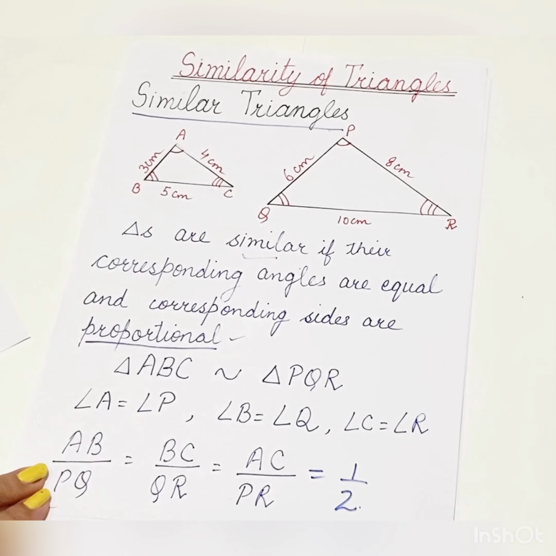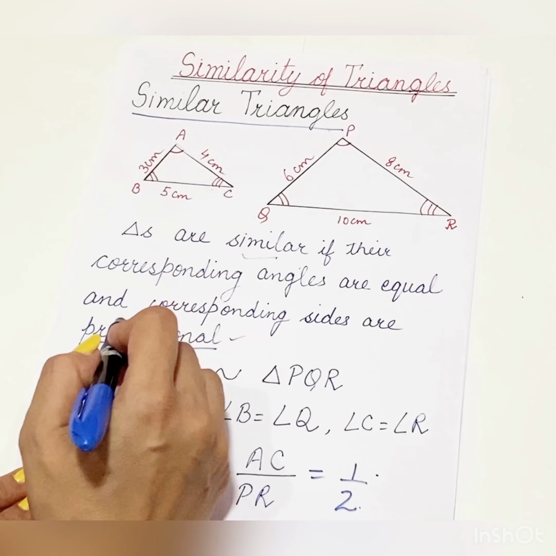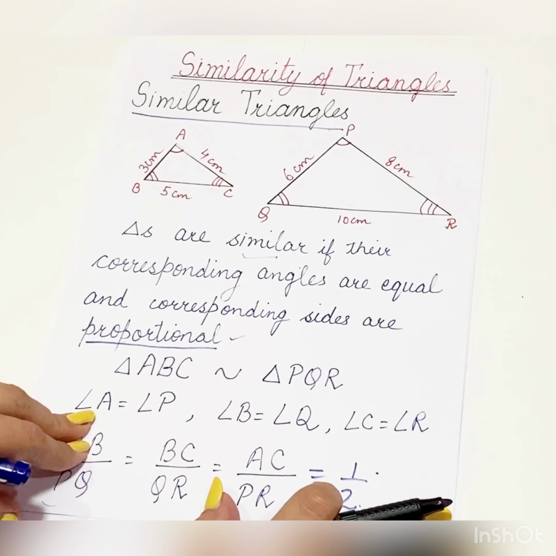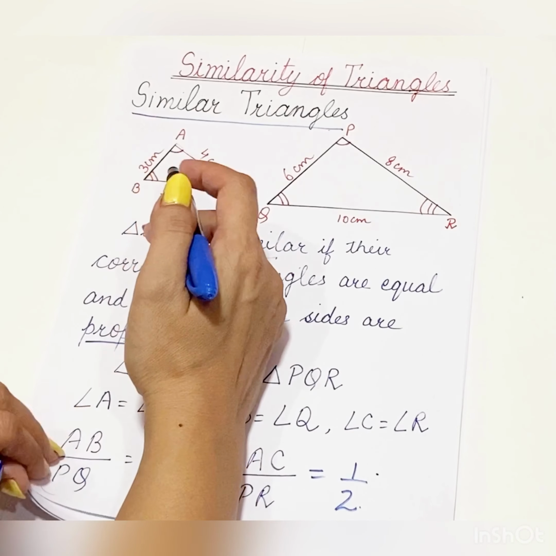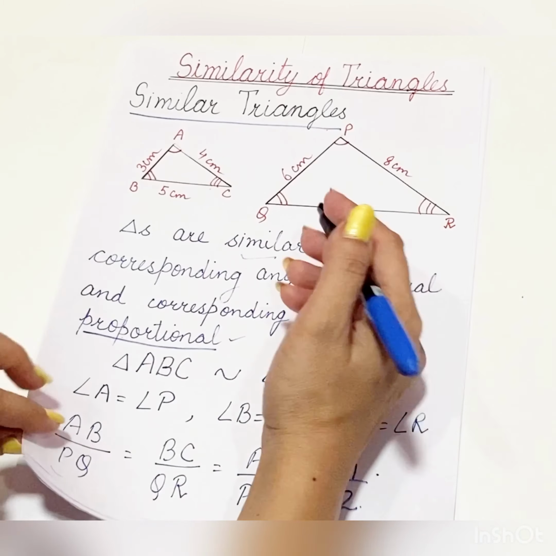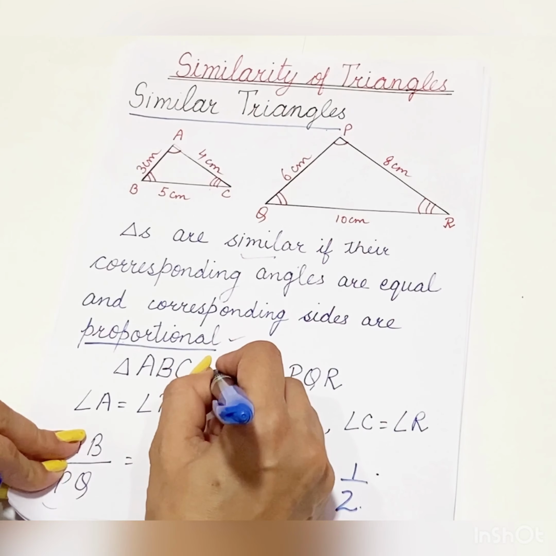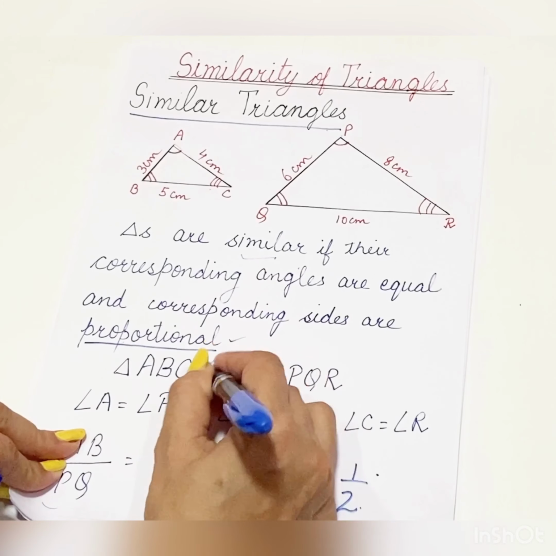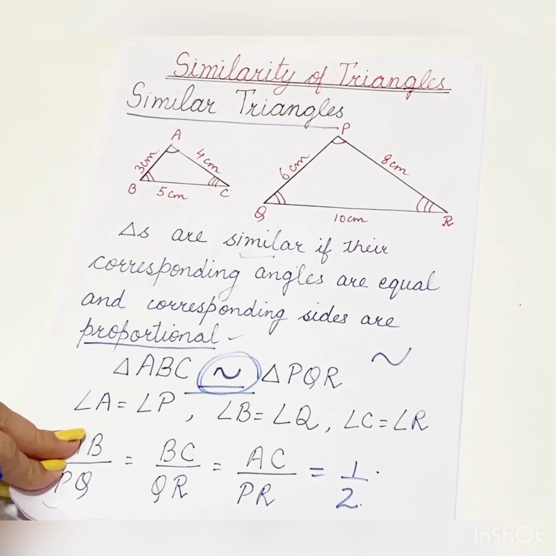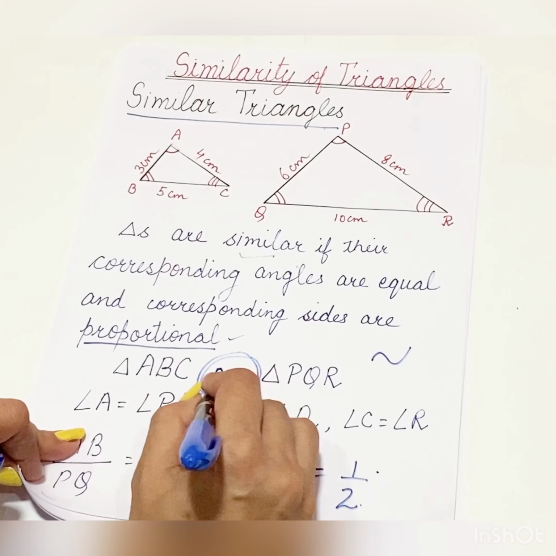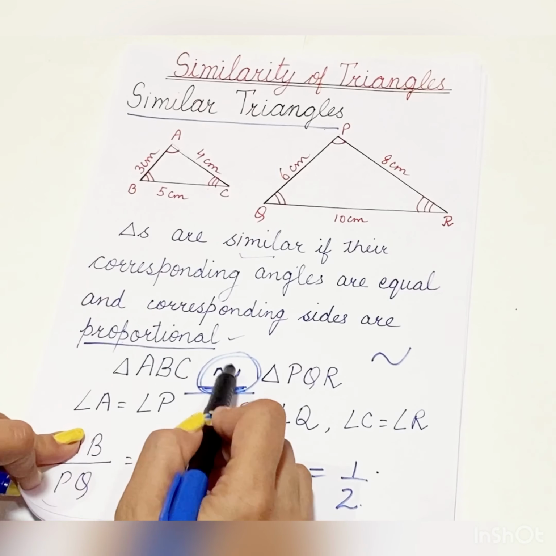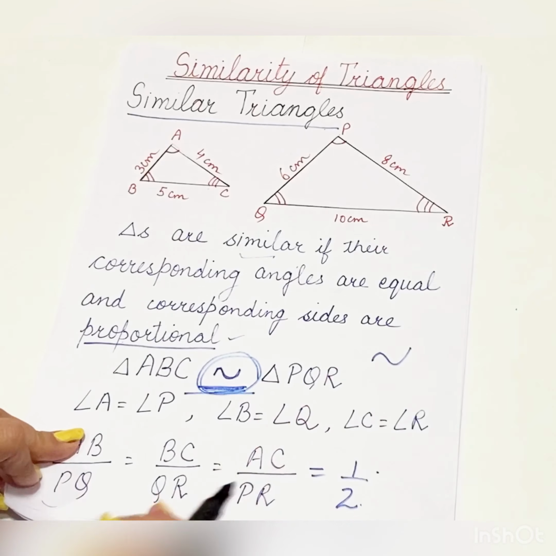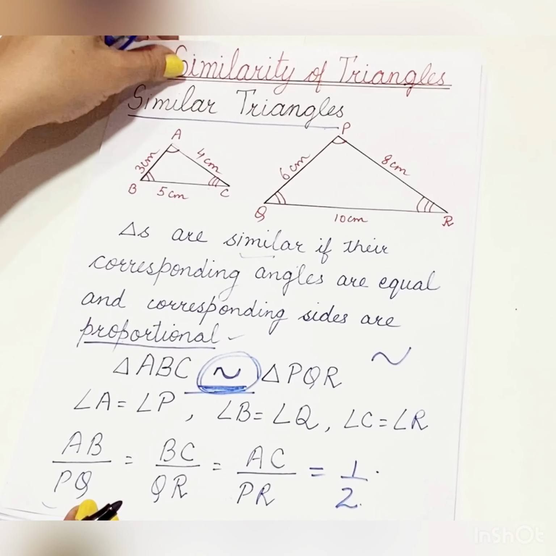So what type of triangles are they? They are similar triangles. So this is the difference: proportional in case of similarity and equal in case of congruency. If two triangles are similar to each other, this is the symbol used for similarity. Only this, right? Clear? Don't get confused, it is only this one. If I put another two lines, it will be the symbol of congruency.